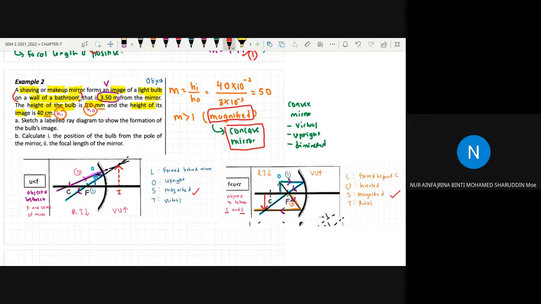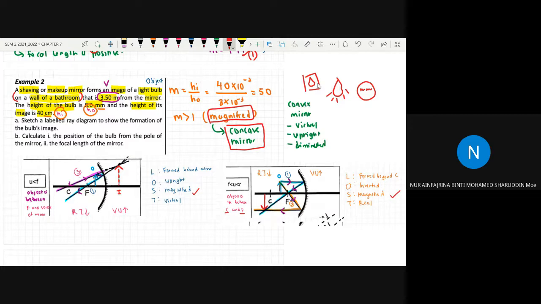Okay, so tengok balik soalan dia betul-betul. Dia cakap a shaving or makeup mirror forms an image of a light bulb on a wall of a bathroom. Maksudnya awak akan dapat image of light bulb tu dekat wall of a bathroom. Contohnya ni you punya mirror and then ni you punya bulb. Contohlah, kami tak reti lukis bulb. So this is your bulb. Ni mirror and then ni wall. So you akan dapat you punya image of the bulb on the wall of the bathroom. Dekat dinding toilet itu. So bila you dapat tengok dia punya image, dia adalah real or virtual?